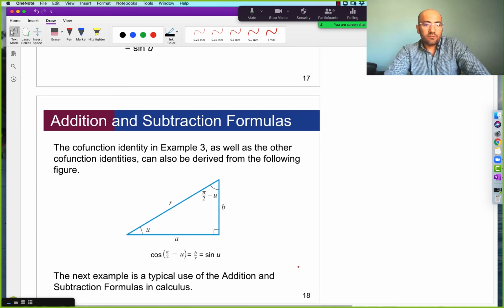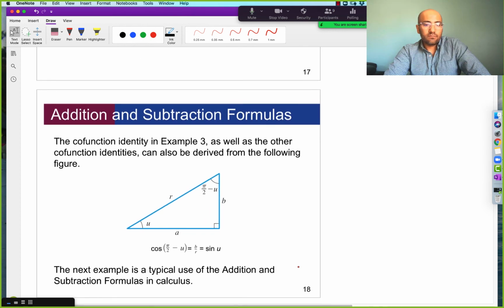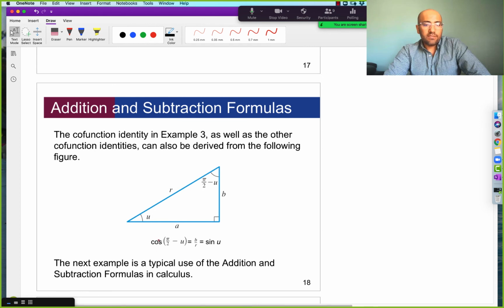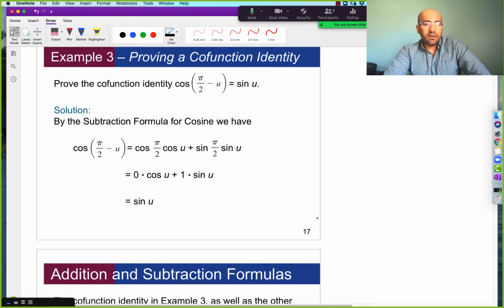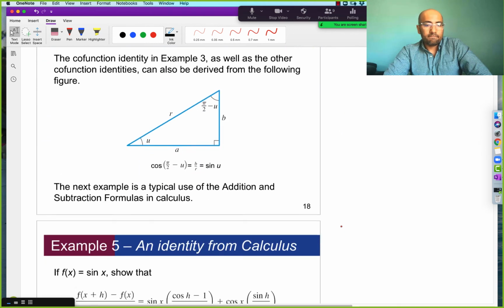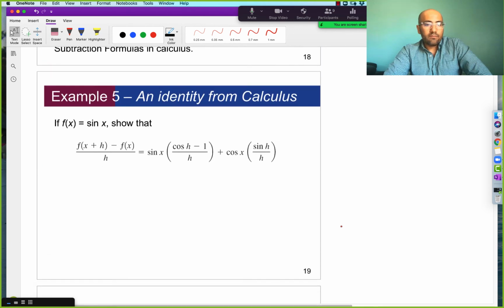Questions? So a nice geometric proof that cosine of pi over 2 minus u is equal to sine of u. Or we can take advantage of that property of our difference of angles, our subtraction formula for cosine. Okay, let's try this. Show that if f of x equals sine of x, show that this is true.